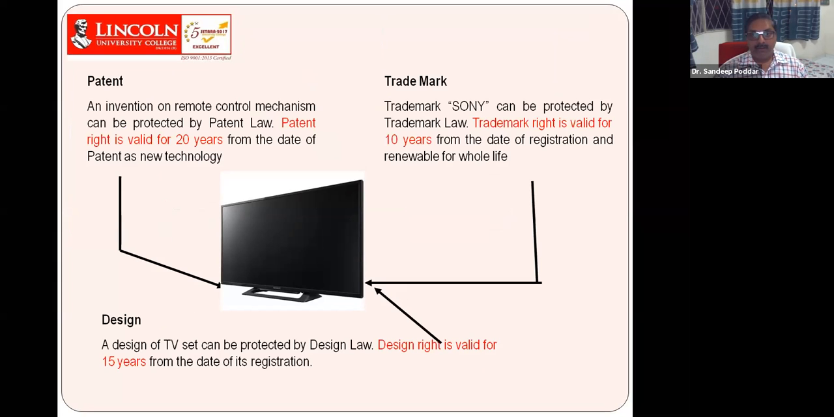What is a trademark? The name written on that board is Sony. That is the trademark of Sony. Any other person cannot use it. They can make a copy, but they cannot use it officially. Sony means Sony. They can make Sany or SUNY, changing the spelling, but they cannot use that logo on any product. That is trademark. Then design: how it looks, whether it is curved or straight, that is also a protected design. The logo design is also a design.